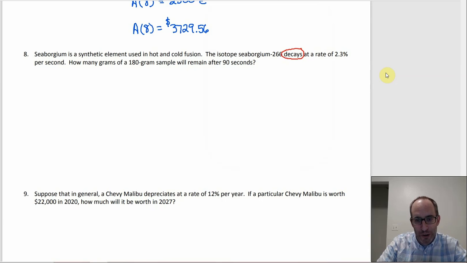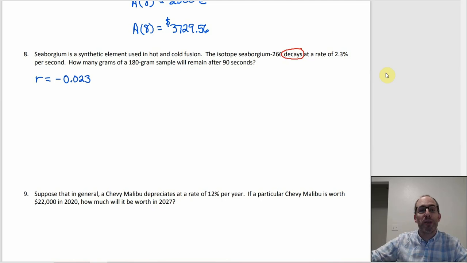So that isotope, seaborgium 266, decays at a rate of 2.3% per second, right? That seems rather quick. So how many grams of a 180 gram sample would remain after 90 seconds? Let's see what we're being given first. So the decay rate, it's 2.3%. I'm going to write that as a negative because it's decay. So R is negative 0.023. And the negative is because of the decay.